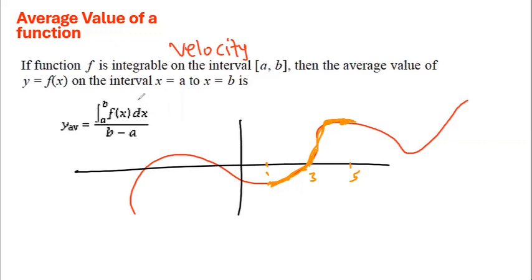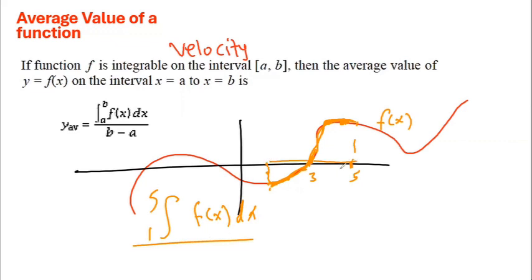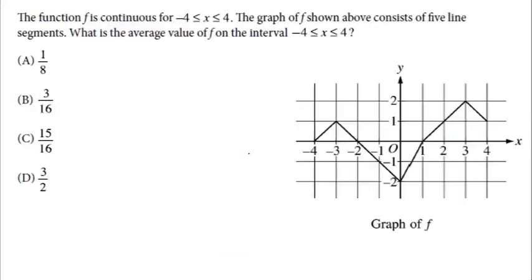Exactly what you get when you do the definite integral from a to b. Say here from 1 to 5. This is called f of x. So you integrate f of x from 1 to 5, and you divide by the width of this interval, which is 5 minus 1, which is 4. Okay. So this is the average value of a function. Okay, so here's another question on the average value.